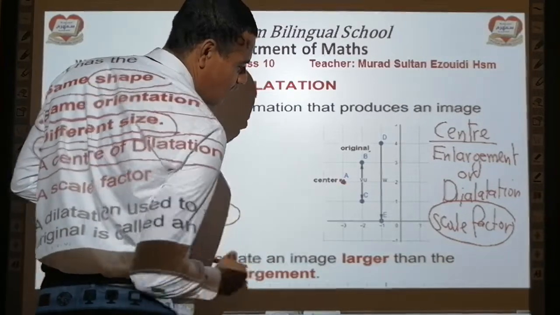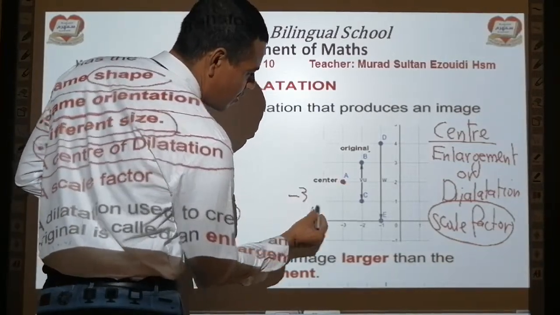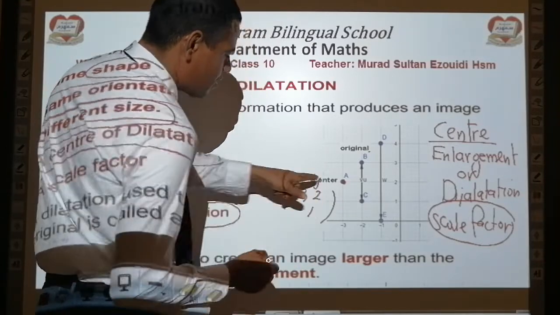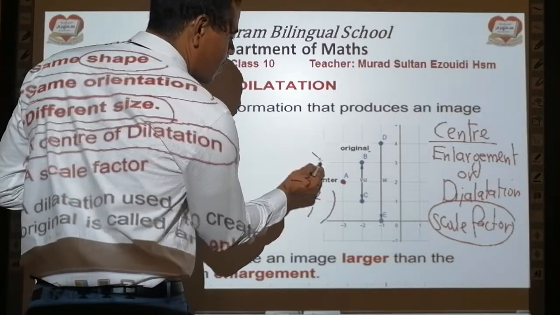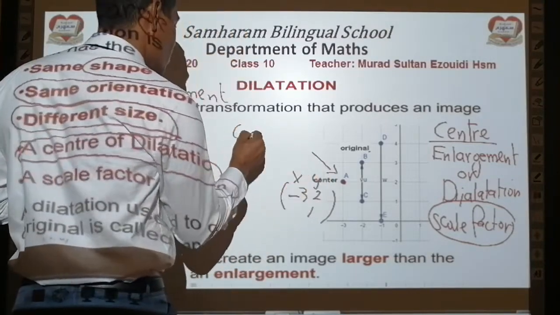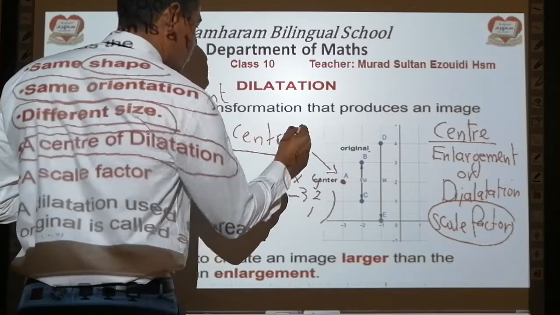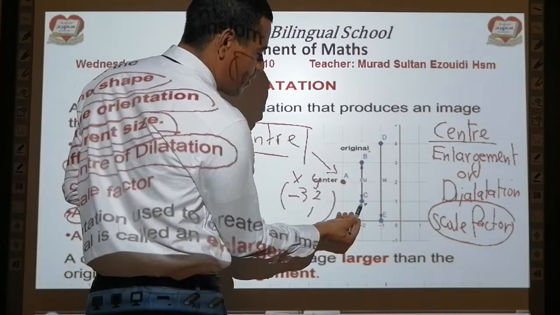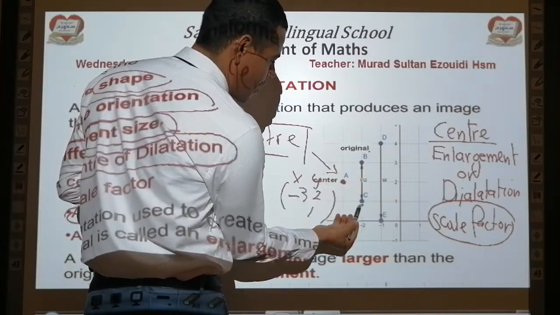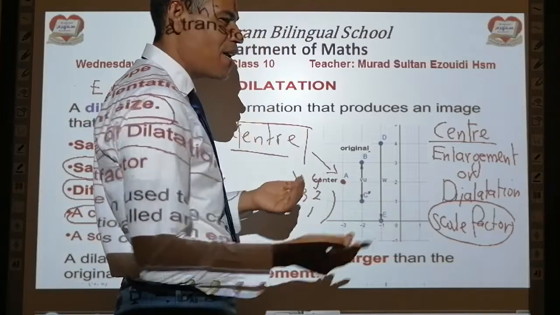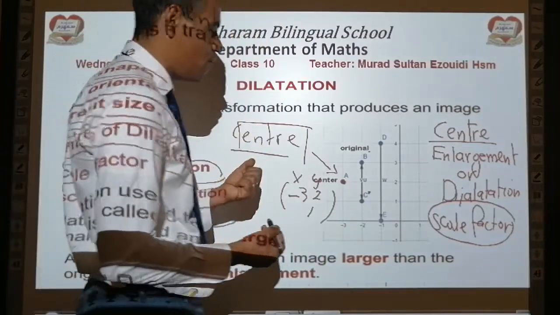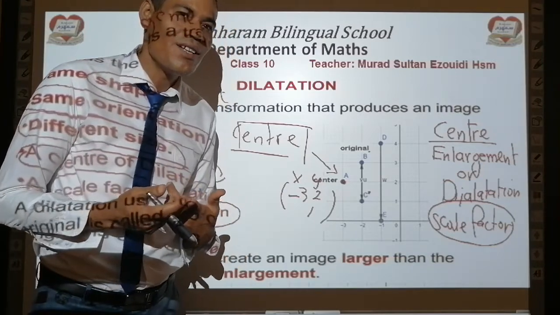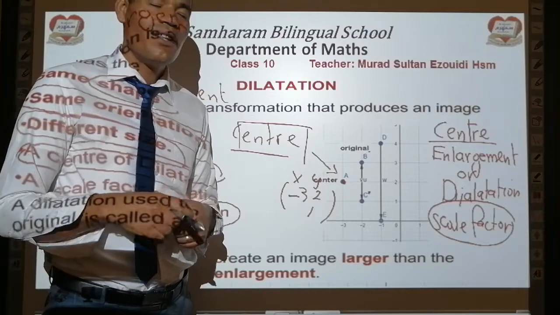This is the point A, at negative 3, 2. This is x, y. This is called the center of enlargement. Then this is the line segment BC, the original shape. I will try to enlarge it, to make it bigger than the first. So I should know about the scale factor.